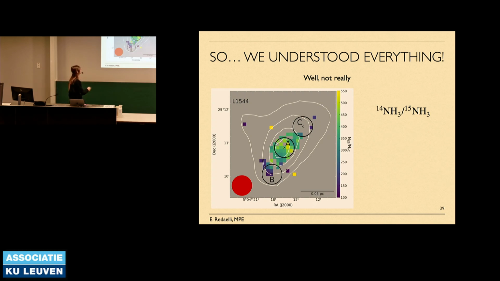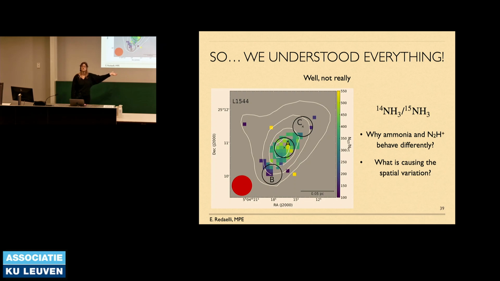You cannot really appreciate it from here, but I did some higher signal-to-noise ratio study to show that indeed, when you go to lower densities, this ratio goes down, while instead it should go up. So we are still trying to work out to answer these two key questions: why this molecule behaves so differently than the previous one, when it should not really, and second, what is causing this spatial variation? It might be the UV field impinging on the core, for instance.